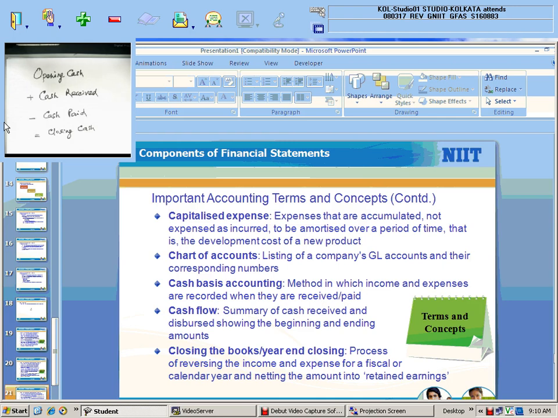So a cash flow statement basically shows this. How much was the opening cash, how much cash was received during the accounting period, how much cash was paid for various expenses during that period, how much cash outflow took place, and then you should get the closing cash. So it is reconciling the opening cash with the closing cash by showing the various cash inflows and outflows during that period. That is what a cash flow statement is.